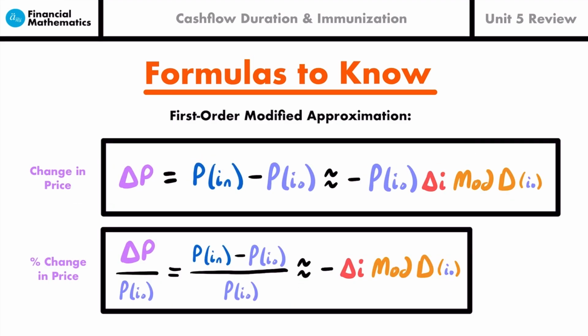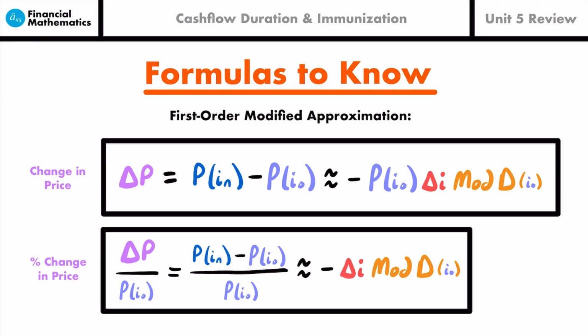You could also approximate the change in the price, delta P, by taking the negative original price times the change in interest rates times the modified duration at the original interest rate, and then you can approximate the percent change in price, which would be delta P divided by the original price. You can approximate that by taking the negative change in the interest rates and multiplying that by the modified duration at that original interest rate. That calculation will give you the percent change in price as a decimal, so then if you do want the actual percentage, you would need to multiply by 100.